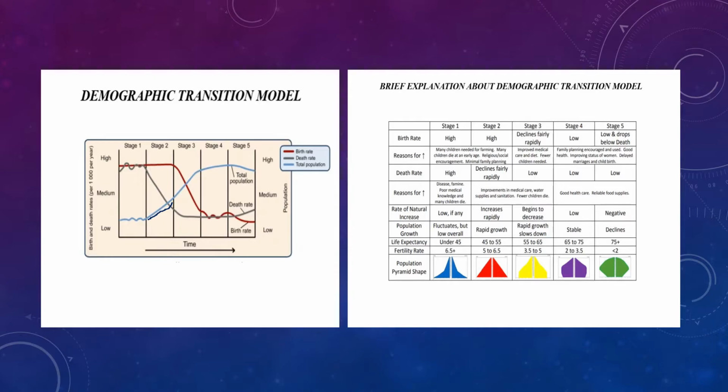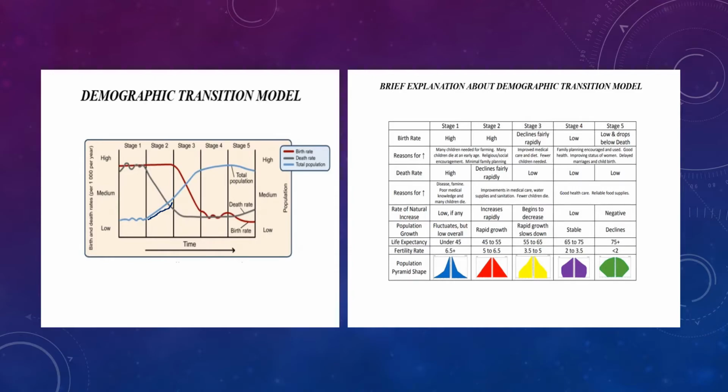In the third stage, as it is clear from this, the birth rate declines fairly rapidly. Here you can see it very well that the birth rate declines very rapidly. The birth rate is shown by the red line, whereas the death rate is shown by the gray line. In the third stage, the birth rate declines very rapidly because of improvement in medical facilities and fewer children needed.